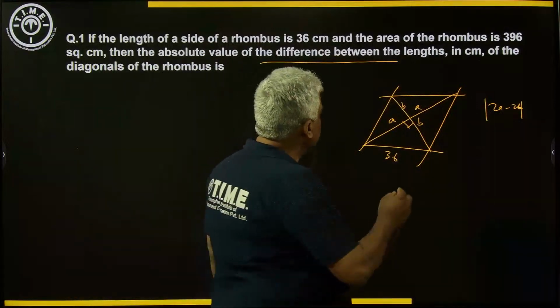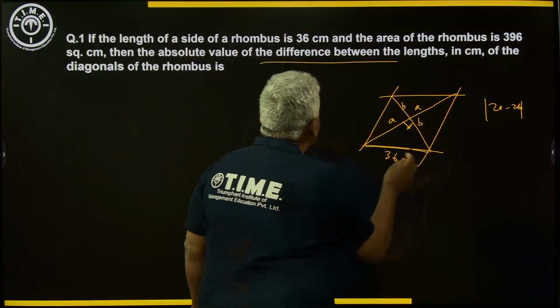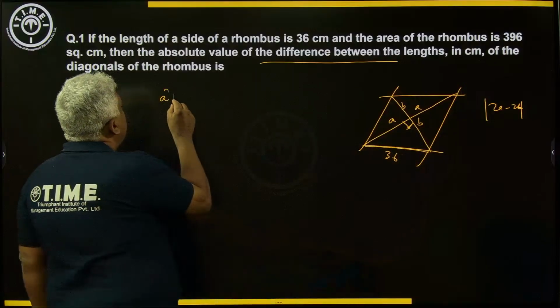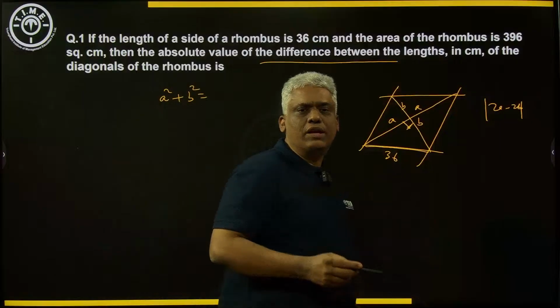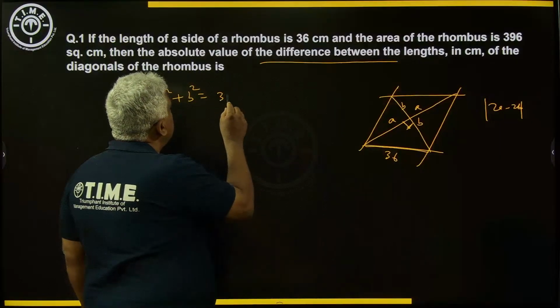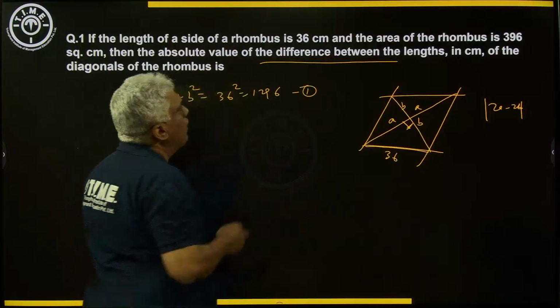Now you see that here, by applying Pythagoras theorem, we have a square plus b square, right? So a square plus b square is 36 whole square, right? 36 square is 1296. Let's call it equation 1.